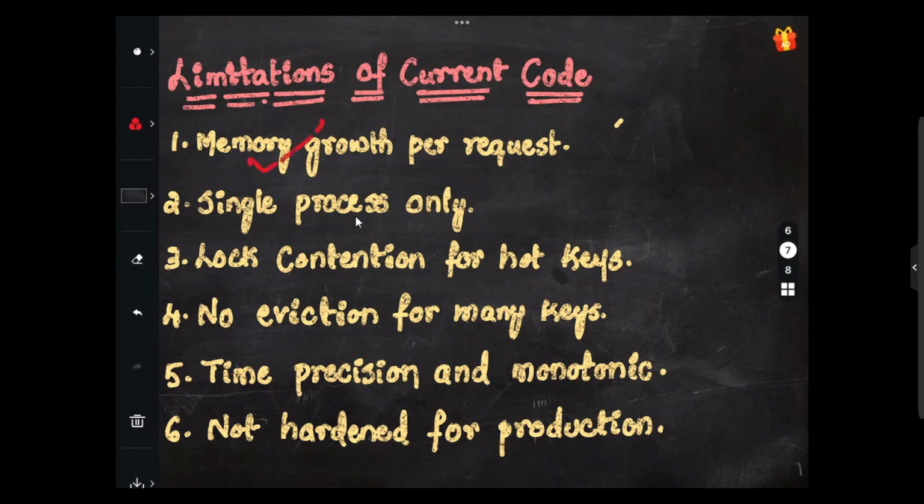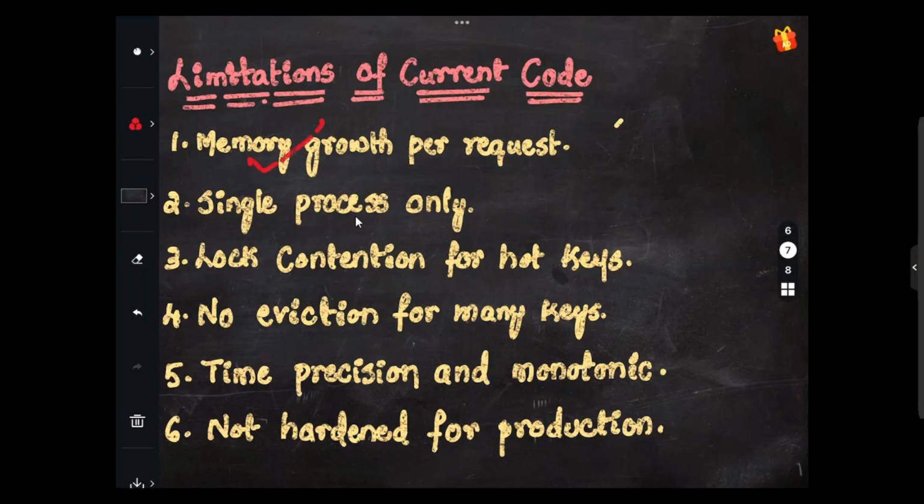The first one is memory growth per request actually, right? When I say memory growth per request, we are going with a sliding window log. Sliding window log stores one timestamp per request, right? Under heavy traffic or long windows, memory can grow large accordingly with what code that we have written. So this one we have to keep in mind.